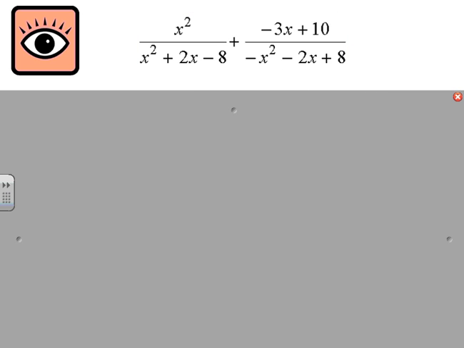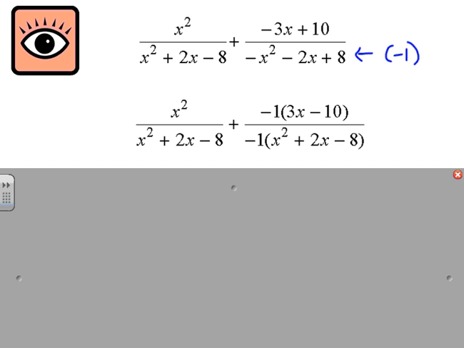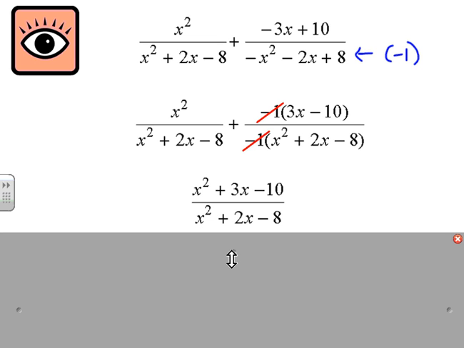Because of that, we can take a look at this one and factor out a negative 1. If we factor out a negative 1, it will change everything inside here, and it would look like this. Now you'll notice that I also factored out a negative 1 in the numerator. The reason I did that is so that those negative 1s could cancel, and then all of a sudden now I have like denominators. So now my numerator, when I add everything together, will be x squared plus 3x minus 10, all divided by x squared plus 2x minus 8.